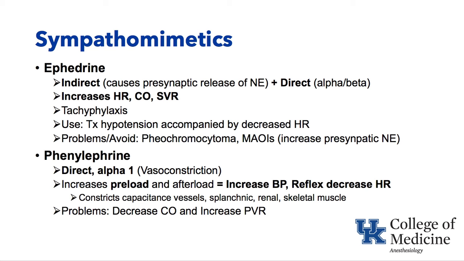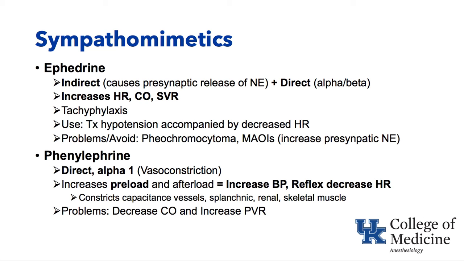the blood pressure increases. It's constricting the capacitance vessels as well as the splanchnic, renal, and skeletal muscles, and as those capacitance vessels constrict, preload goes up to the heart, and as the heart fills, it contracts more. So both a preload effect and an afterload effect from phenylephrine via the alpha-1 receptor.